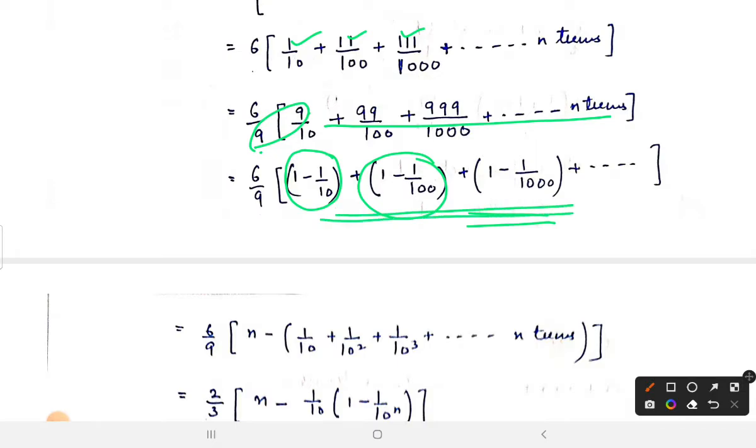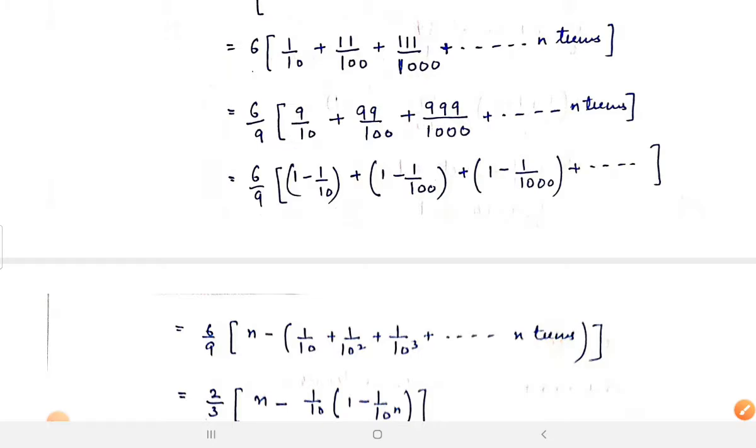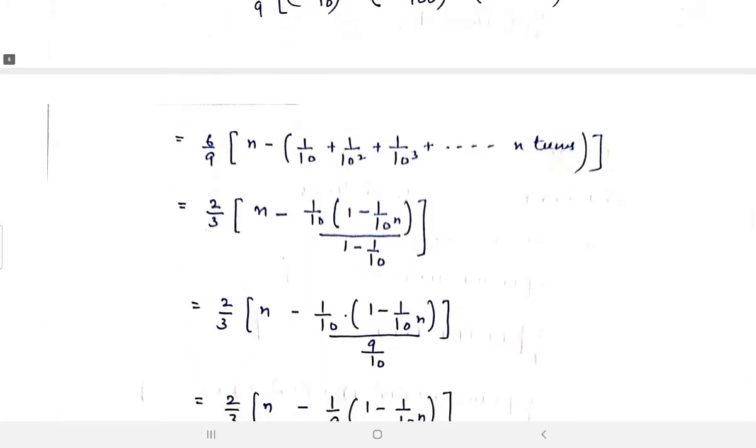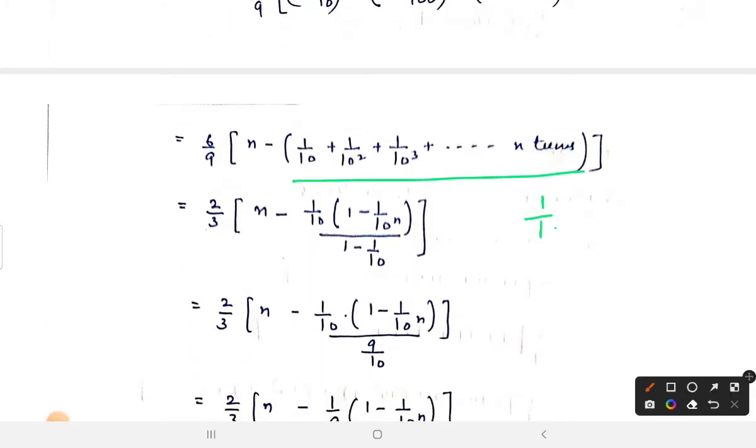So adding 1 to itself n times, we have this as n, minus the common terms, and we will get 1 by 10, 1 by 10 square, 1 by 10 cube, and so on. Now this is a geometric progression with common ratio 1 by 10. So common ratio 1 by 10 is less than 1. So what is the formula for sum of first n terms?